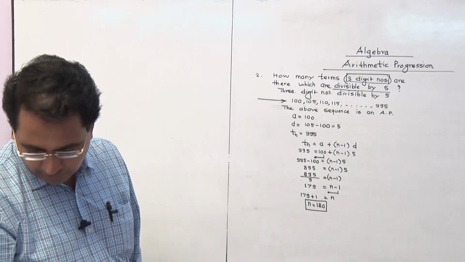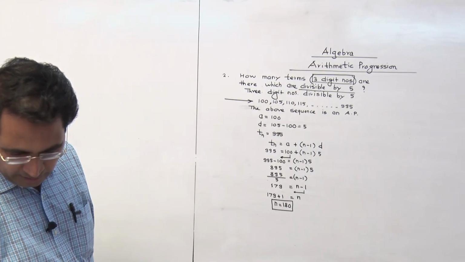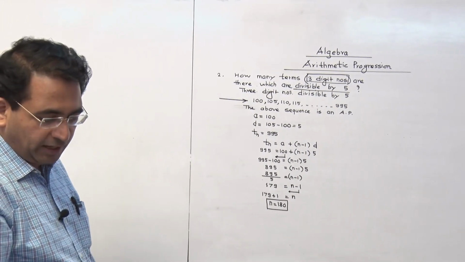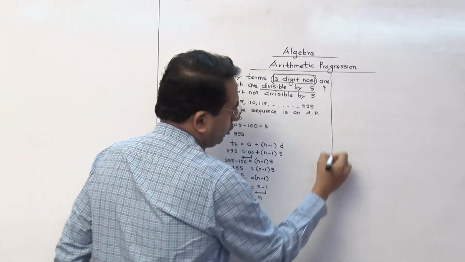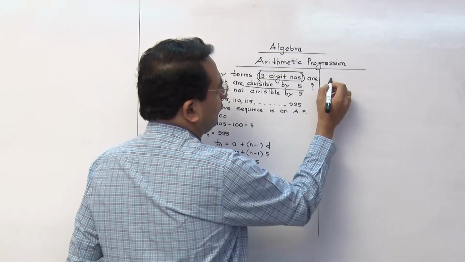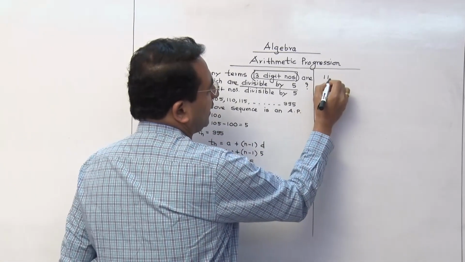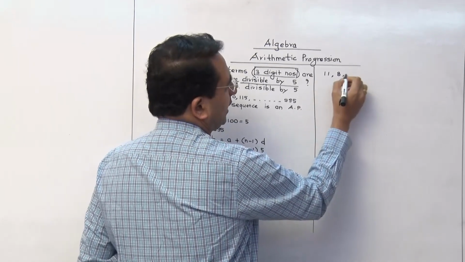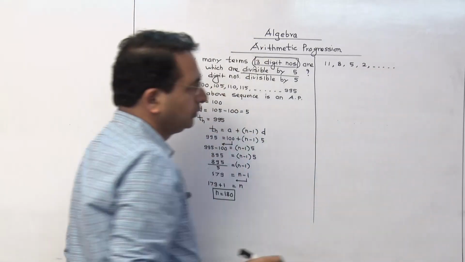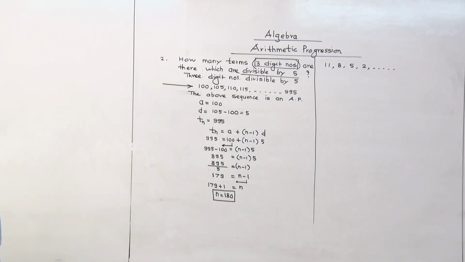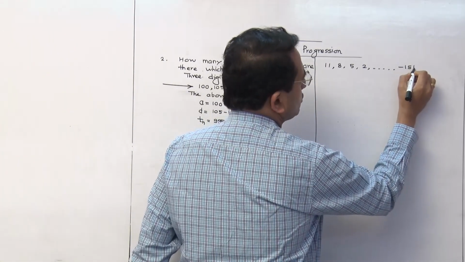Let us go for one more question. Now we are going to have the sequence given. There is one more question I am solving here. The first term given here is 11, then 8, then 5, 2 and so on. 11, 8, 5, 2, and so on, and this last term is given as minus 151.